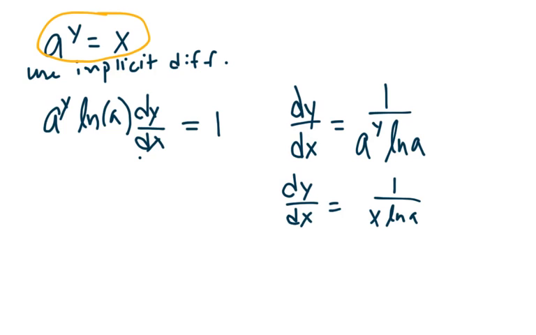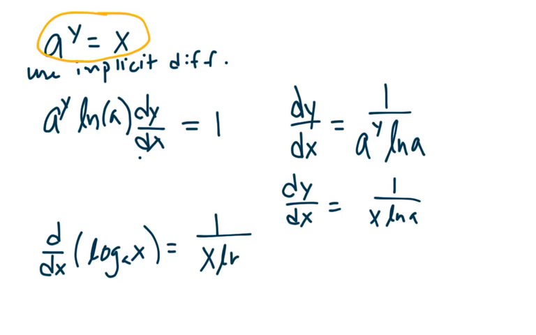Okay, and so that's how we get that the derivative with respect to x of log base a of x is equal to 1 over x times the natural log of a. So if we compare that with the derivative of natural log of x, the difference is we're dividing by an extra term, the natural log of a. Alright, let's see an example.